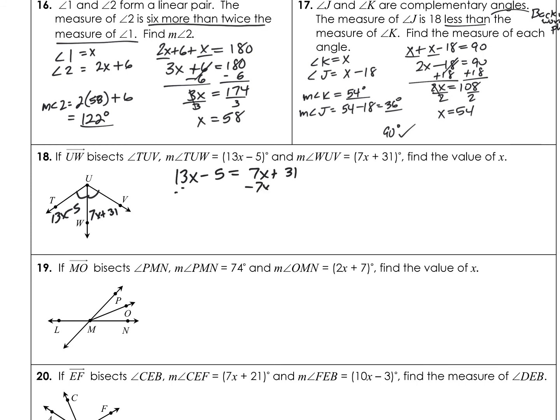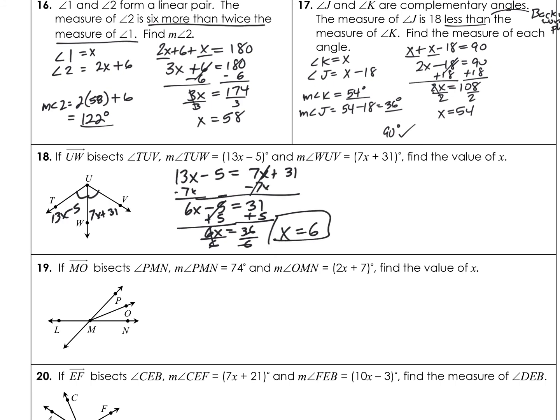And just got to get the variable on one side and solve for x. Subtract 7x from both sides. That's 6x minus 5 equals 31. Add 5. 6x equals 36. Divide by 6. X equals 6.